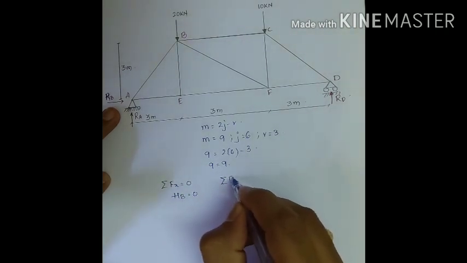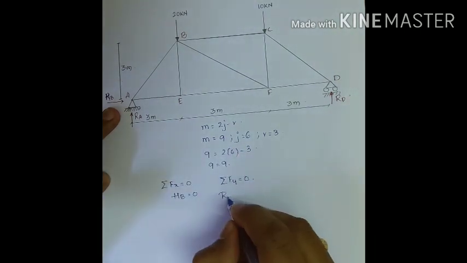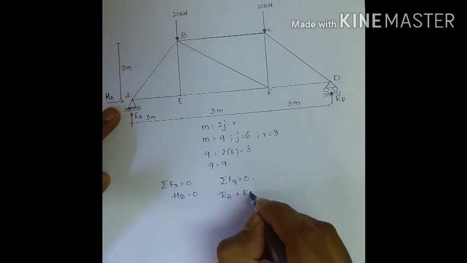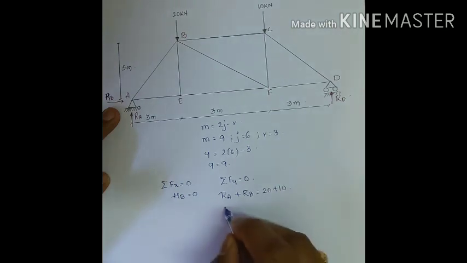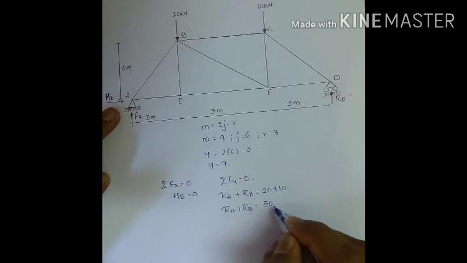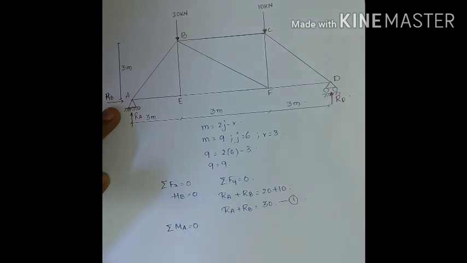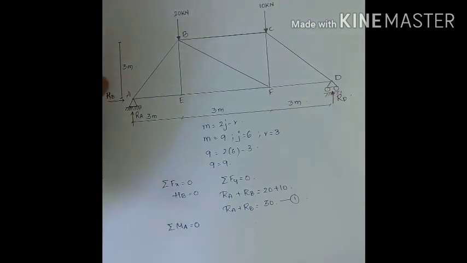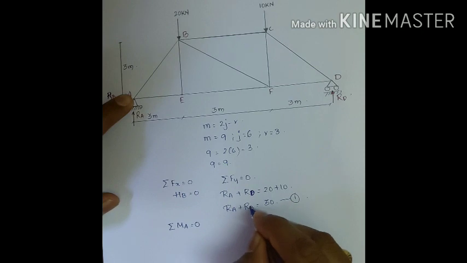Calculating summation of Fy is equal to 0. The vertical forces are RA plus RB, that should be equal to 20 plus 10. So therefore RA plus RB is equal to 30. Keep this as equation 1. Now I will use the last equation, moment about A is equal to 0. Taking the moment about A, sorry, this is not RB, this is RD.